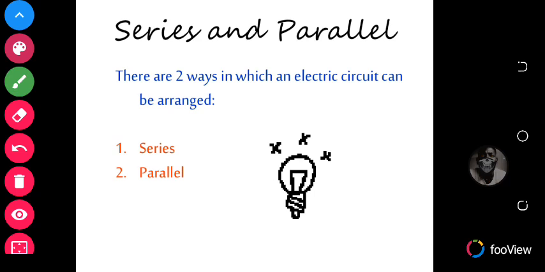We have what we call series and parallel, and these are two ways with which electrical circuits can be arranged. Sometimes you can arrange the components of an electrical circuit in two types. We have the series type and then the parallel type, and we'll get to know what this entails.